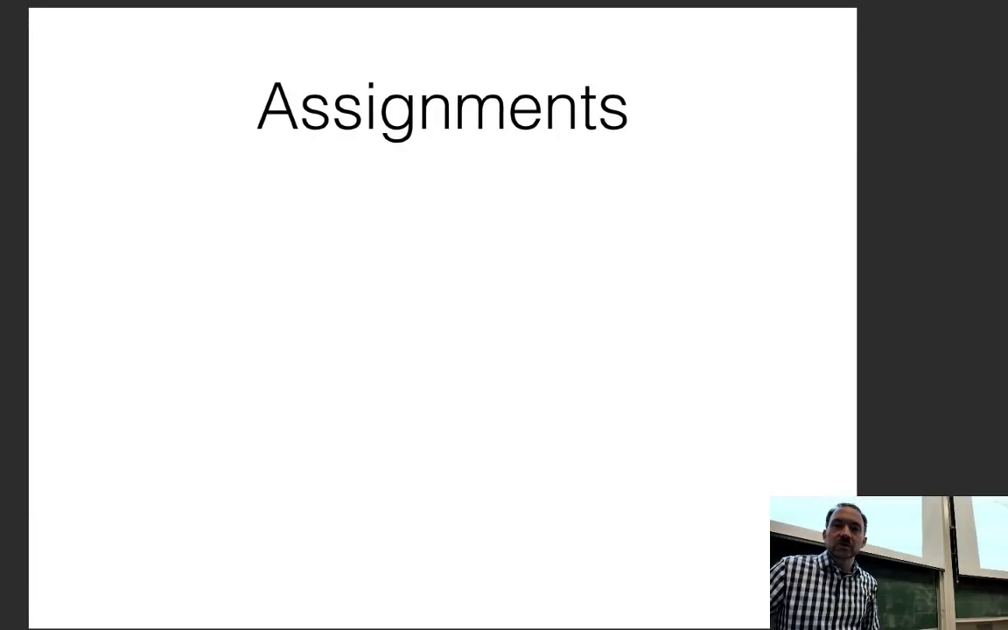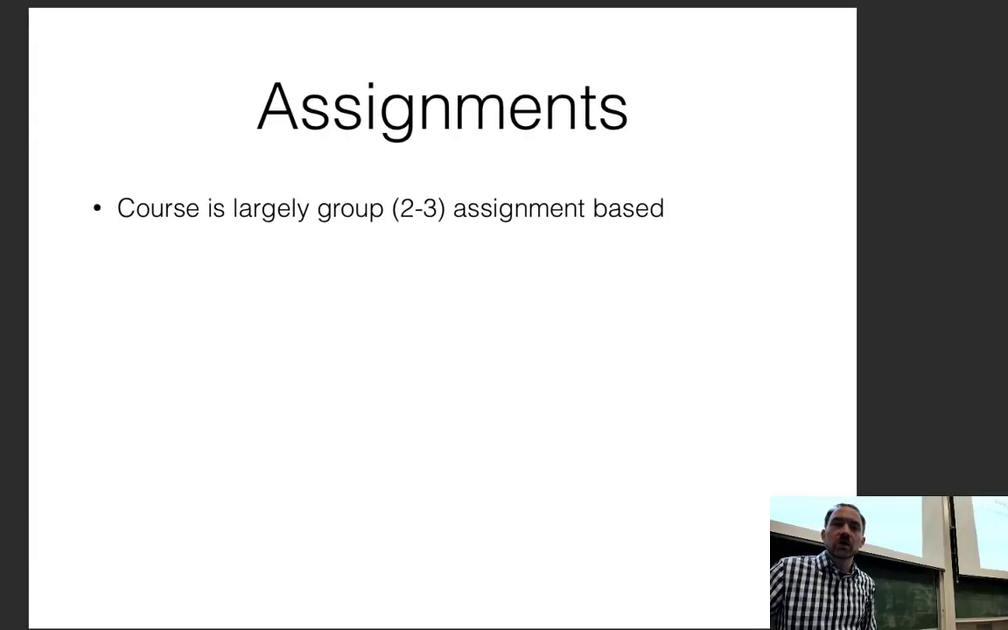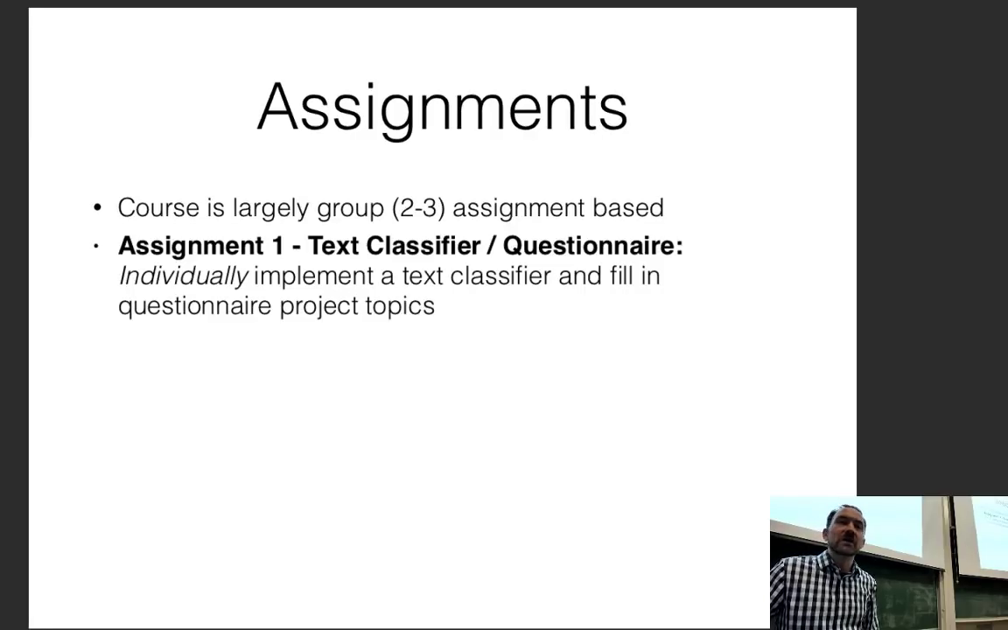In terms of assignments, the course will largely be group assignment based, which means you'll form groups of 2 to 3. The first assignment, however, this is a change from the previous year, will be individual. It will be implementing a simple text classifier using neural networks and trying to get reasonable accuracy on a benchmark data set. And we haven't decided this yet. This will be due early to mid-February. So there's still a little bit of time.